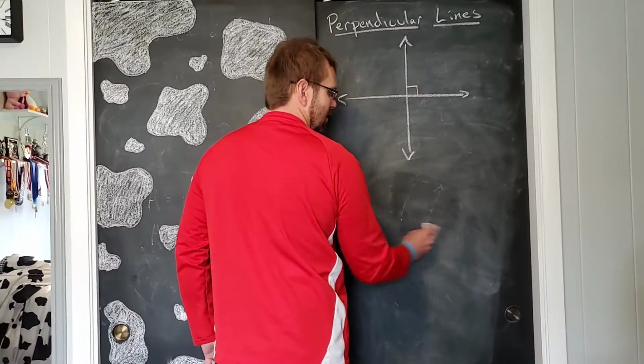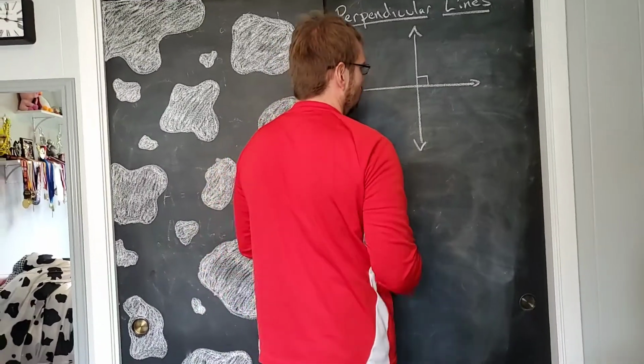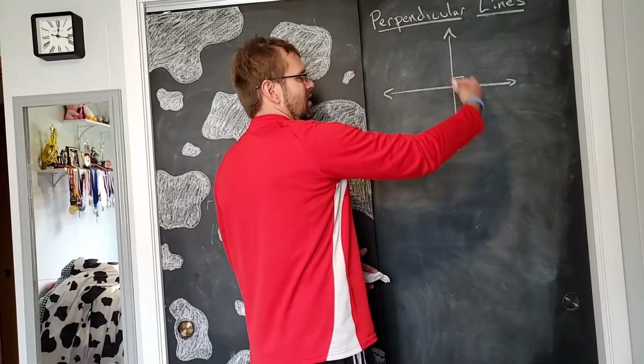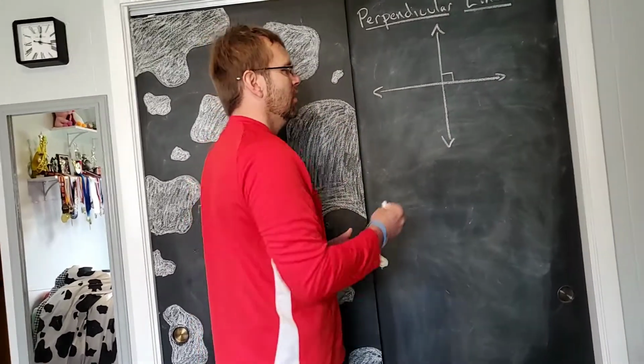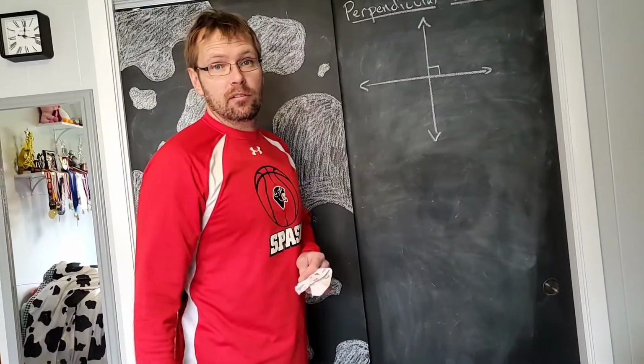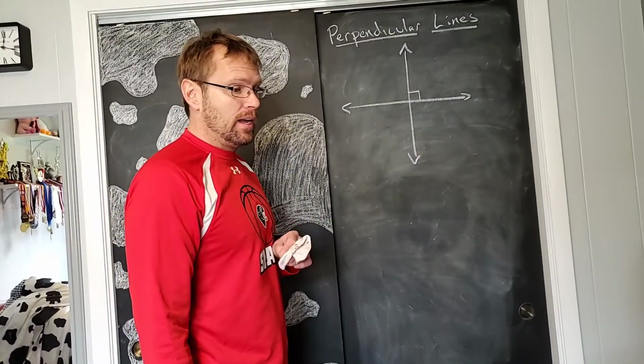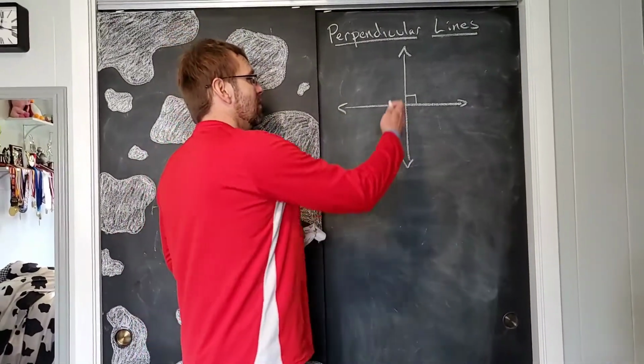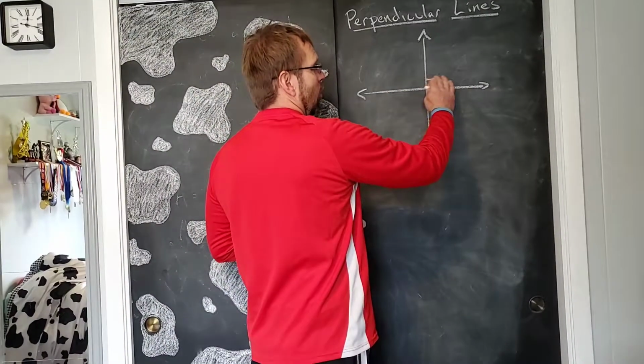Now their slopes are also related. So this is an example of perpendicular lines. Lines that form a right angle. The x and y axis are actually perpendicular lines. So this kind of looks like the x and the y axis. These guys form a right angle.